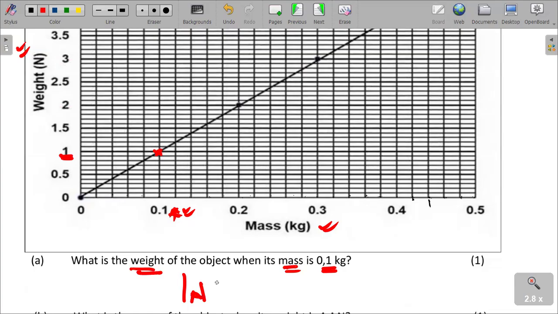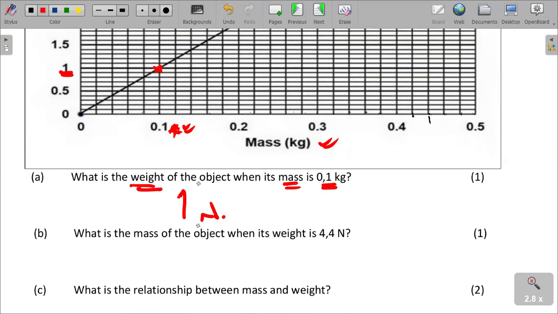It's 1 Newton, which is actually given because you can see the answer is only reading on the graph, 1 Newton. You are only reading on the graph there. You are not going to calculate anything. You are not going to use some formula. You only go on the graph and identify according to the way the graph is giving you. 0.1 goes against 1 Newton on the weight.